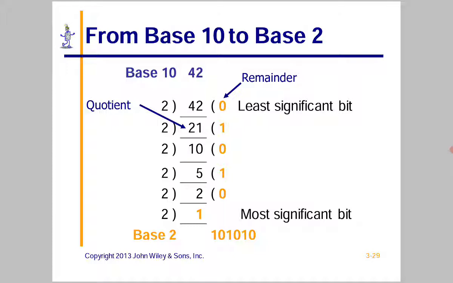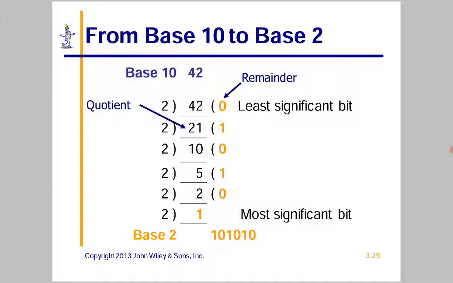After that, write down all the digits from the bottom to the top. That is the binary equivalent of decimal 42, which is 101010. So what is the binary equivalent of decimal 42? Write down from bottom to top.